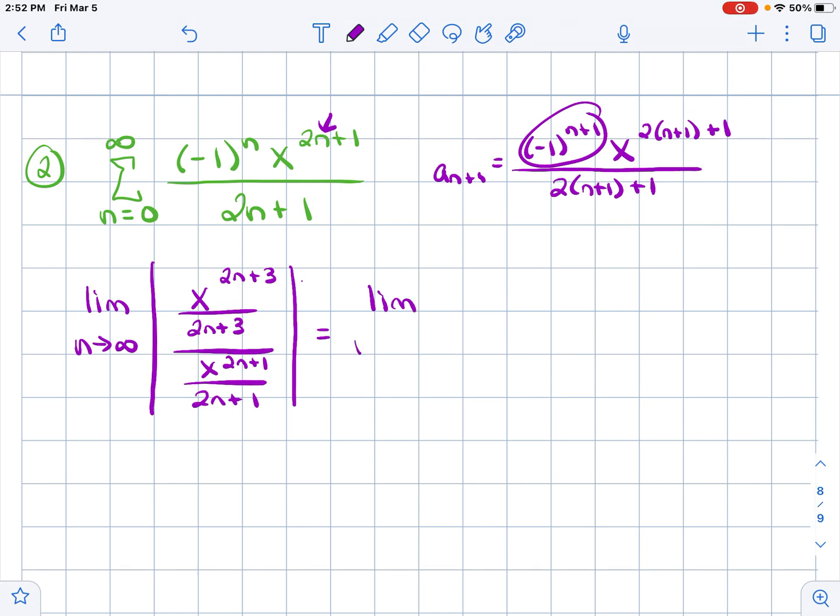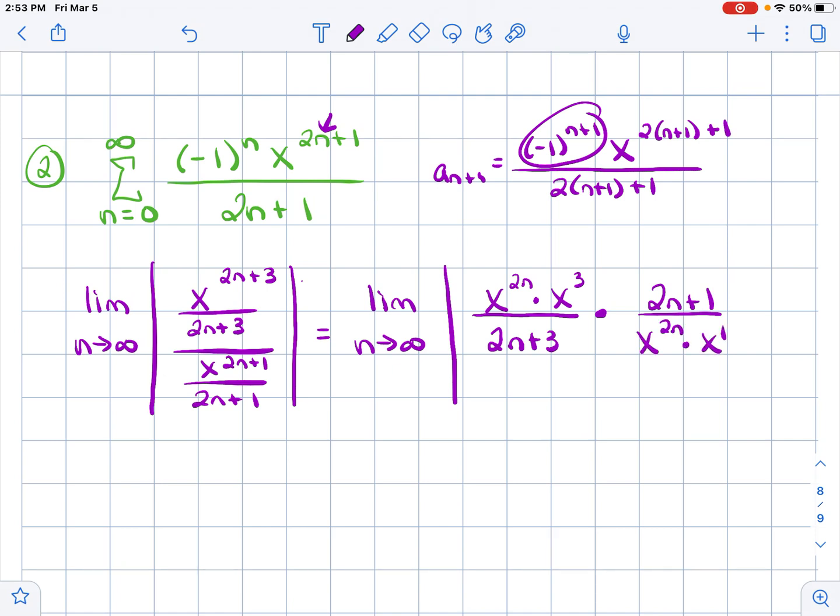I'm going to rewrite this just over here because I've got space in this case. I'm going to flip the denominator and multiply. So I'm going to rewrite this as x to the 2n times x cubed over 2n plus 3 times, and I'm going to flip the denominator, so I have 2n plus 1 over x to the 2n times x to the first. So I just split this up into two parts, and I split that up into two parts as well. Now I can see that things will start to cancel each other out.